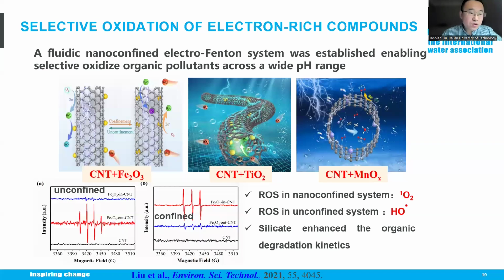We can also achieve selective oxidation of electron-rich compounds by inducing the production of singlet oxygen rather than hydroxyl radicals, which are non-selective. Once we load some Fenton catalysts onto the CNT side walls, hydroxyl radicals will be the dominant species in the system. This is in accordance with conventional Fenton chemistry. However, once we load the Fenton catalysts into the CNT channels to confine them, singlet oxygen will become the dominant species instead. We have developed several nano-confined Fenton catalysts, such as iron oxide, titanium dioxide, manganese oxide, and others. Another interesting finding is that the presence of silicate in the system could greatly boost the yield of singlet oxygen, thus leading to enhanced organic degradation kinetics.